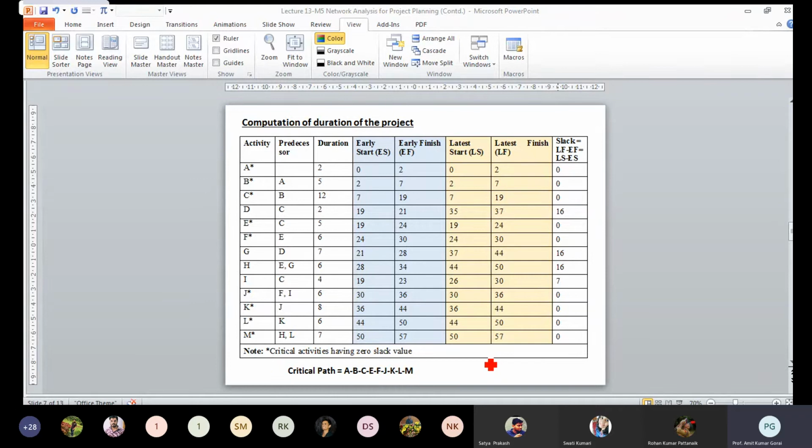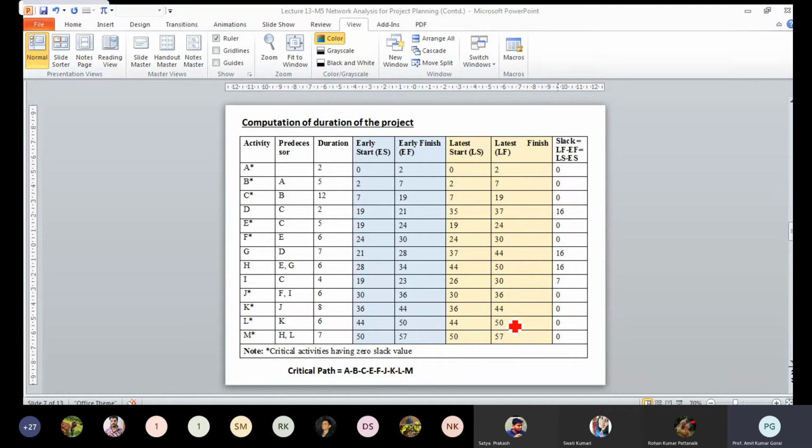So 57 minus 7 is 50, which is the late start of this job. Similarly, come to your L. For L, you have to check the following activities, and the following activity here is M. The earliest start of M is equated as the late finish time for its predecessor job. So the late finish of L will be 50, and minus the duration, that will be the late start for that. So this is minus 6.